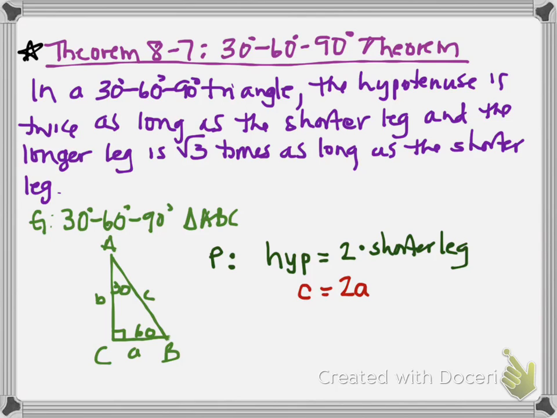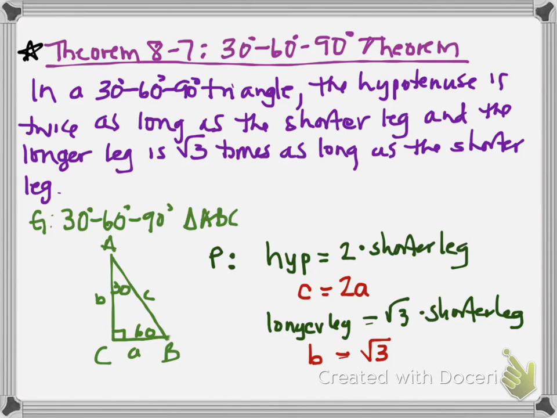Okay. The next piece that it tells me is that the longer leg is going to be radical 3 times the shorter leg. So shorter leg shows up a lot. According to our picture, the longer leg, which is a length of B, is going to be radical 3 times the length of the shorter leg, which would be A. Okay. Everybody good?